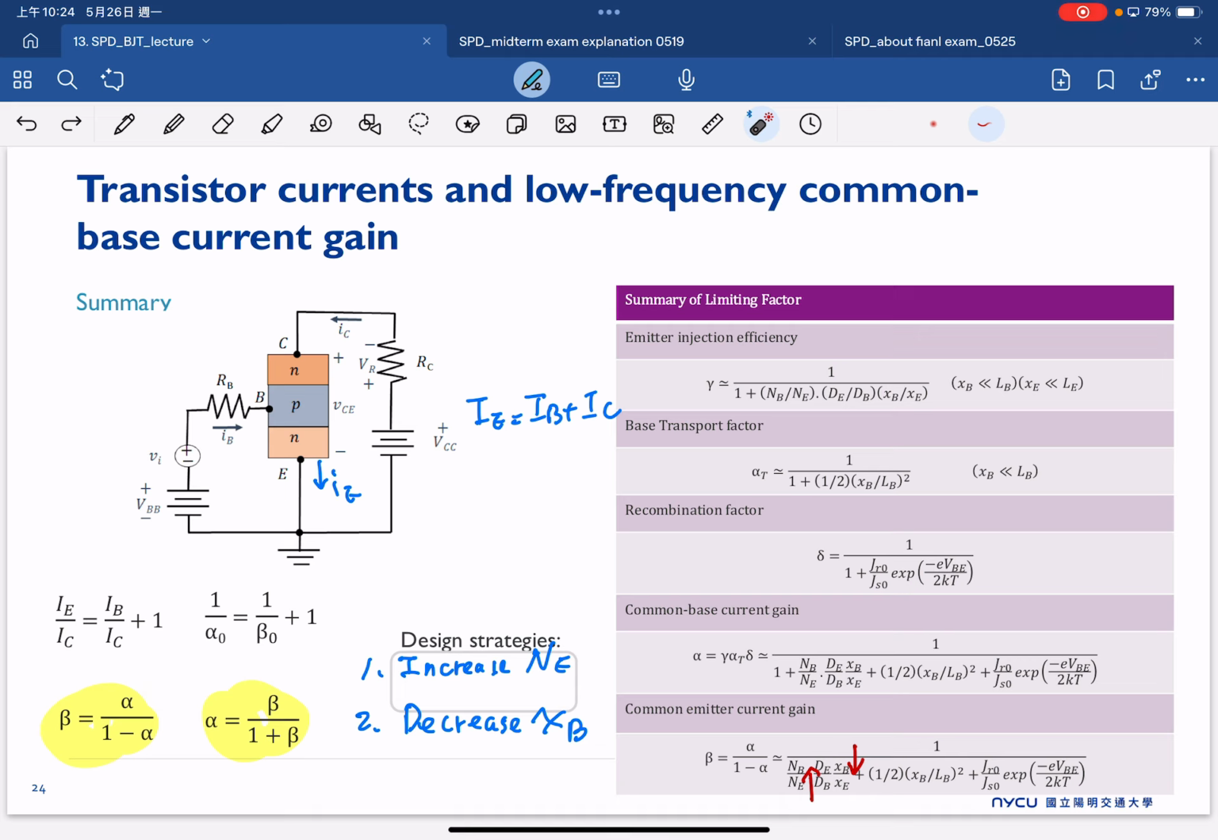And with this equation and then with this strategy, we know how to increase our current gain. But if you come back and look again, what's the implication of this design strategy? You will find out that this is very consistent with what we already mentioned before. For example, decrease XB. Decrease XB means we have a decreased base width. But why in the BJT do we have a decreased base width?